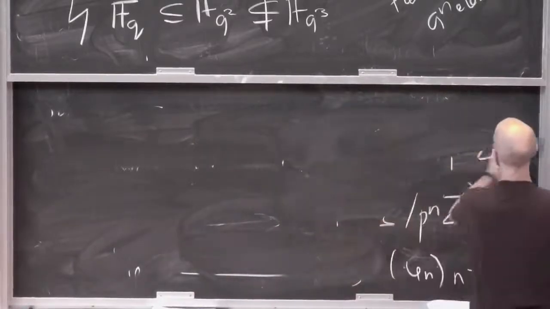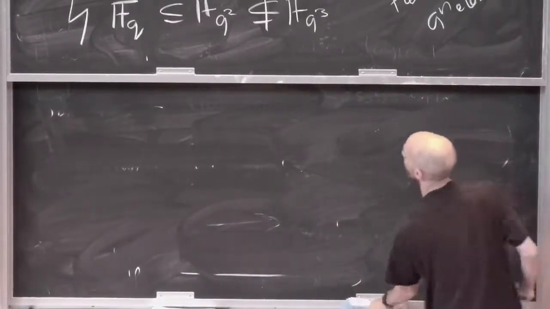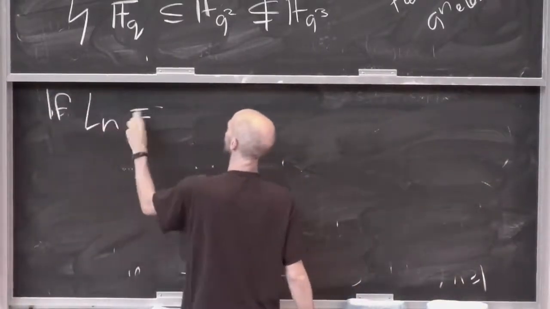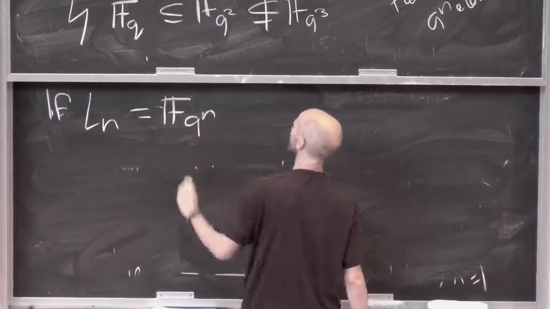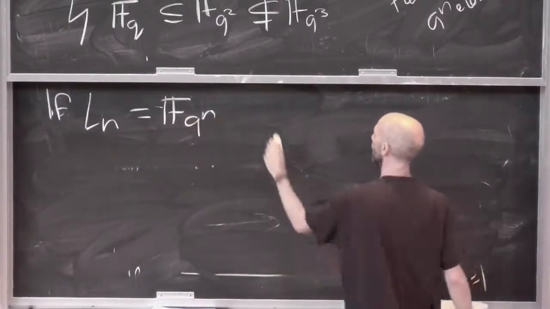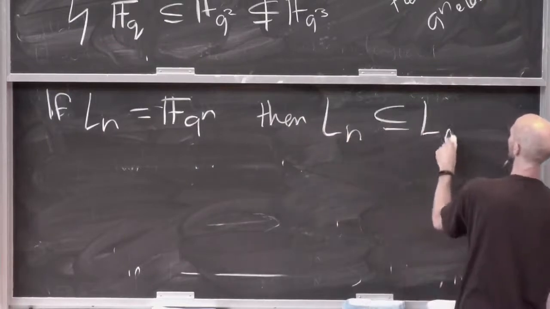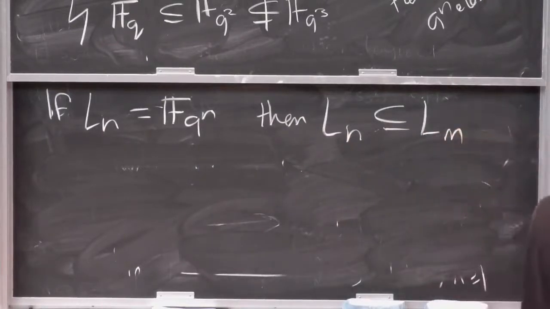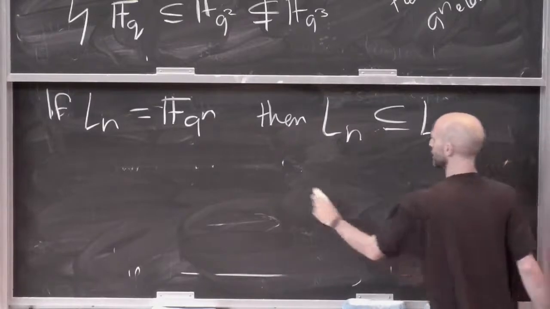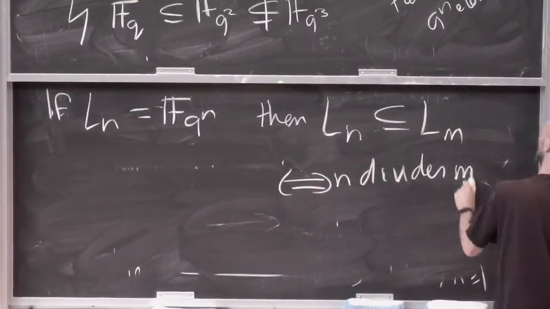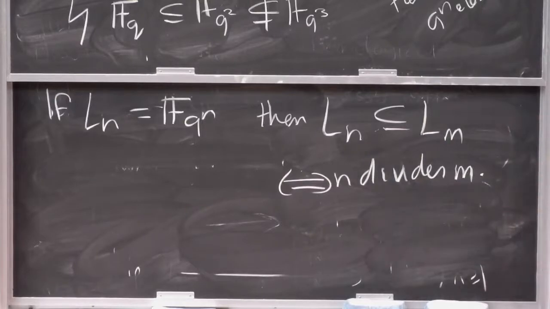So what's going on? Let's use the same notation. If Ln is the field with q to the n elements, then Ln lives in Lm. You see here it was if and only if n is less than or equal to m, but here it is if and only if n divides m. That's how it works.